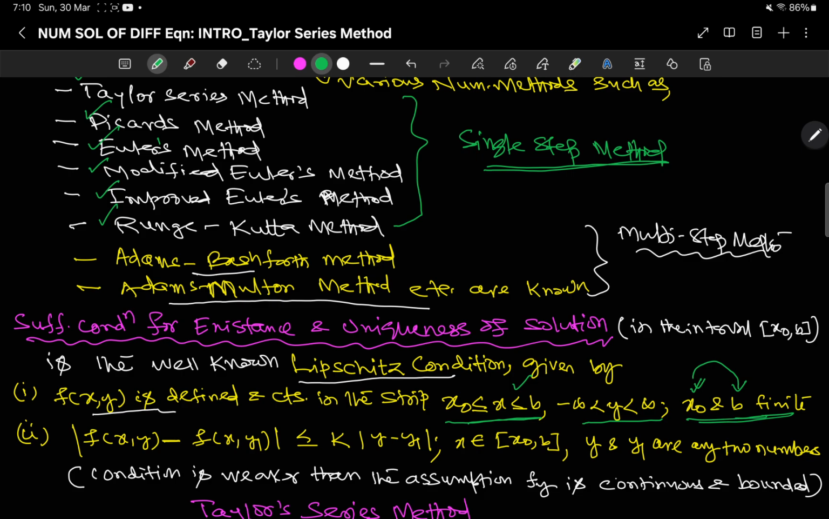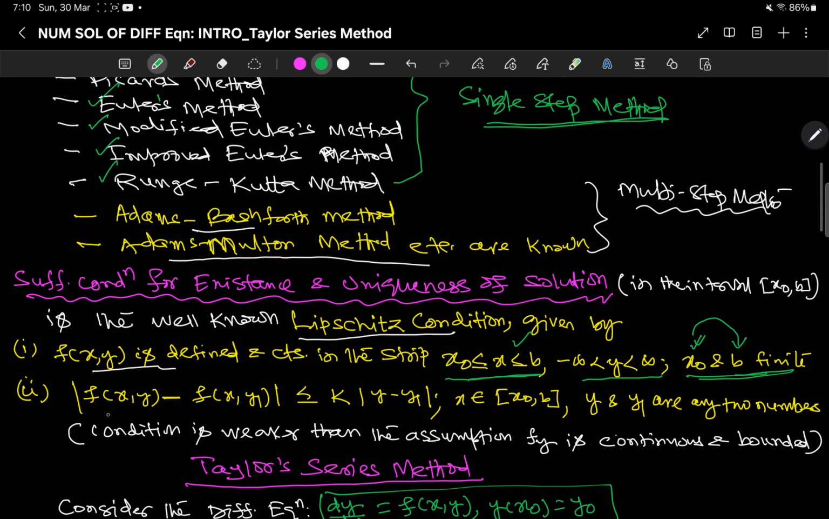Basically, the second condition is our Lipschitz condition. The absolute value of f(x, y) minus f(x, y1) is less than or equal to some constant times the absolute value of y minus y1. Here y and y1 are any two real numbers. However, this Lipschitz condition is weaker than the assumption that the partial derivative of f with respect to y is continuous and bounded. Condition 2 can be replaced by this, however condition 2 is better, it is a weaker condition.